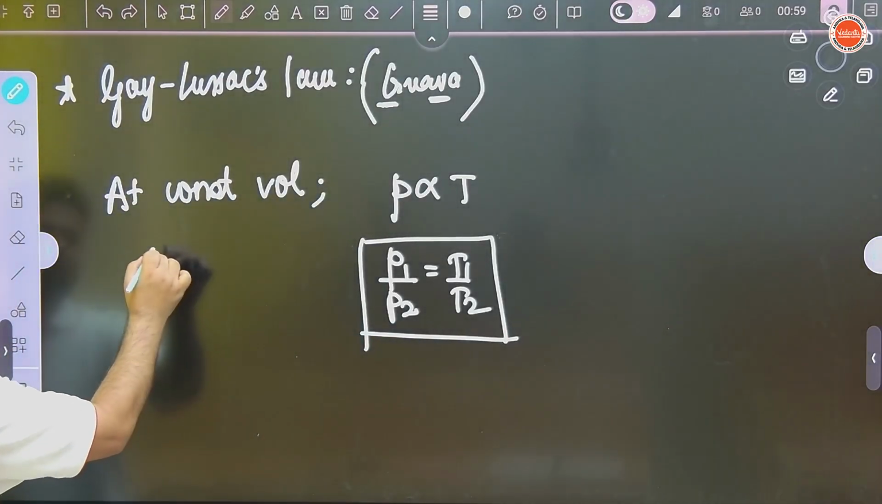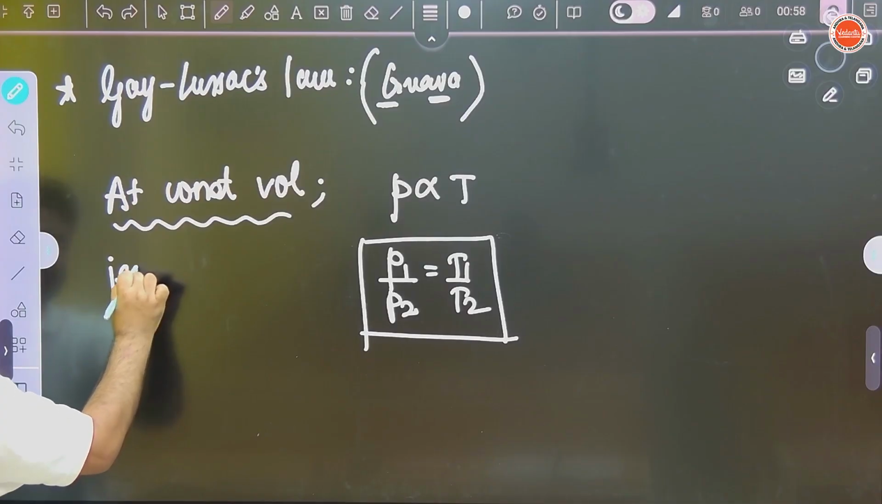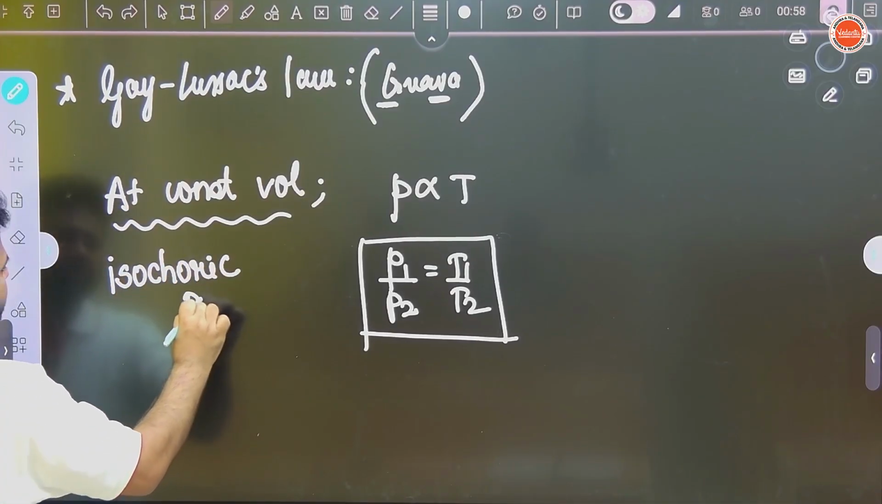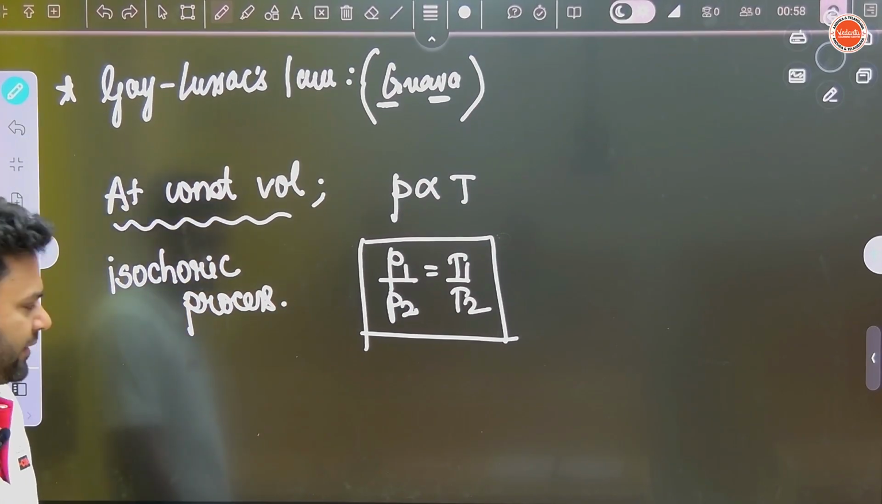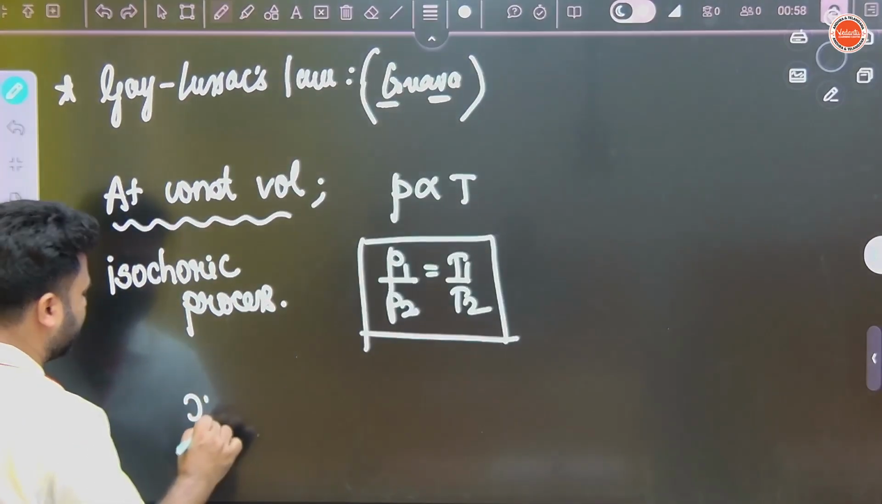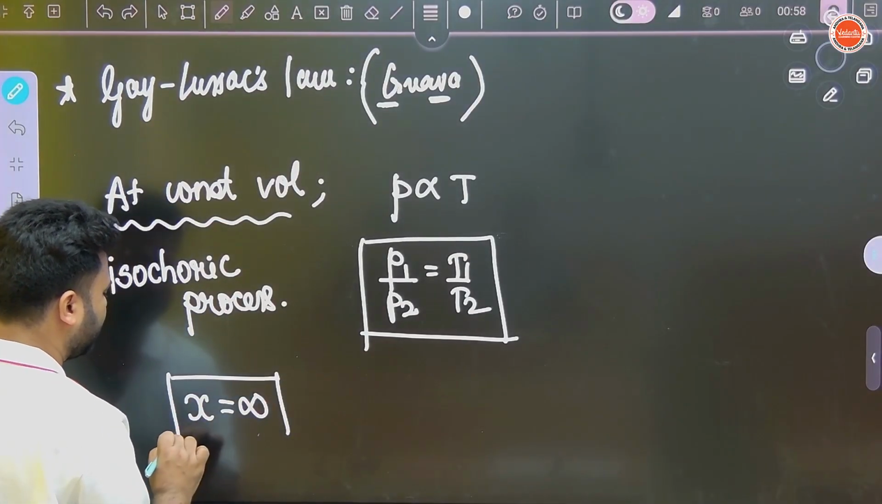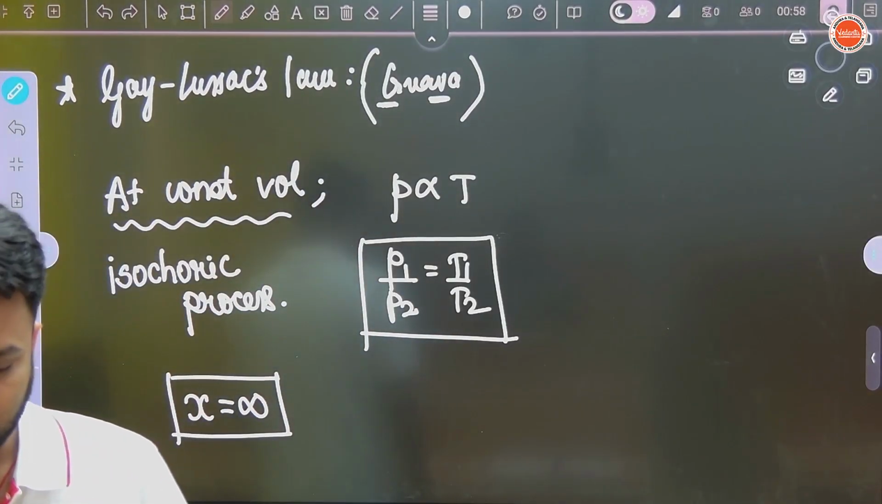This constant volume process is also called isochoric process. And remember, the index value for this is infinity. If someone asks the index value, it is infinity. Correct?